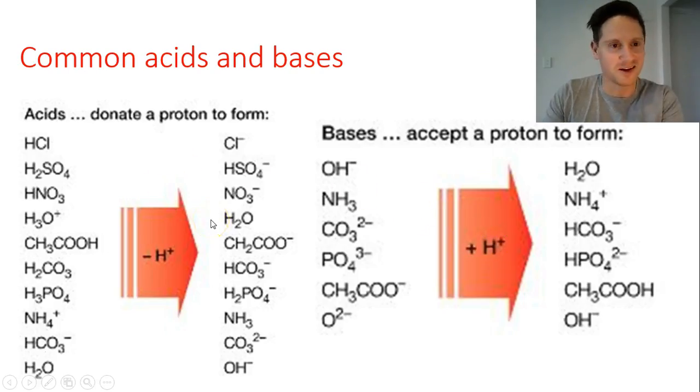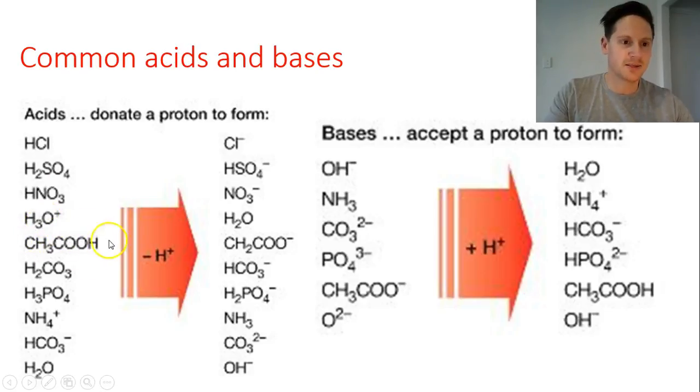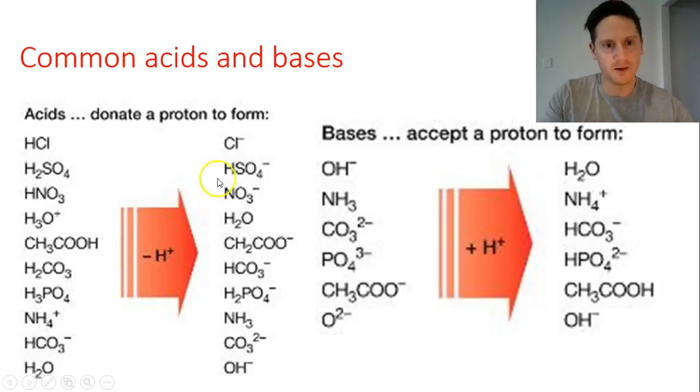We've got a diagram here, just listing common acids and bases. A lot of these species we do want to become familiar with for the acid-base topic. So going through the acids, we've probably seen the majority of these before. Hydrochloric acid, sulfuric acid, nitric acid. We've got a hydronium ion, which will donate a proton as well. This one, CH3COOH, is a pretty common one. This is acetic acid or ethanoic acid, and this is found in vinegar. Carbonic acid, phosphoric acid, we've got the ammonium ion, we've got hydrogen carbonate, and water, which is an interesting one, which we're going to discuss a little bit later.